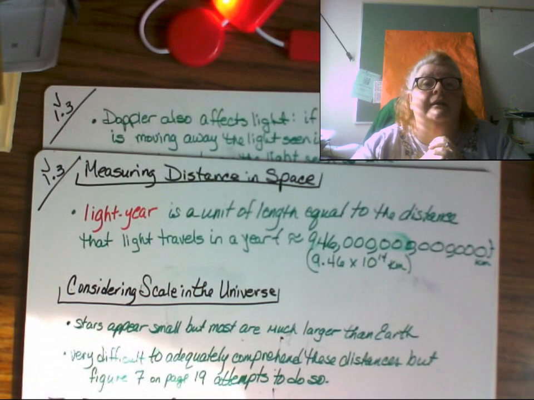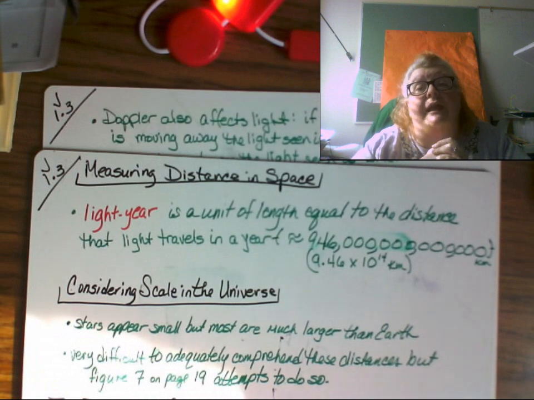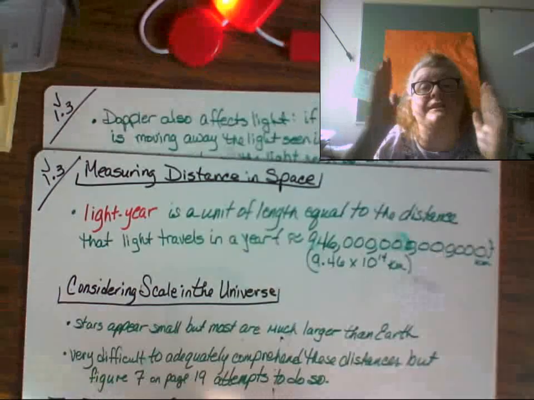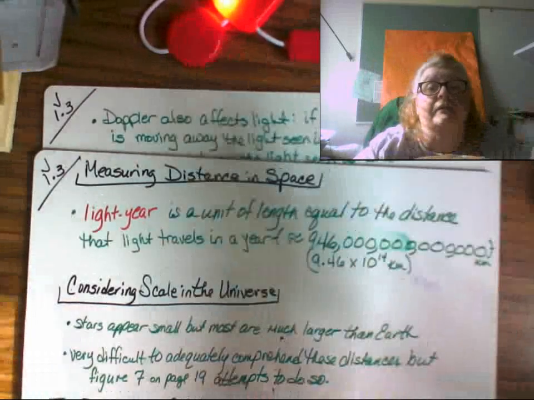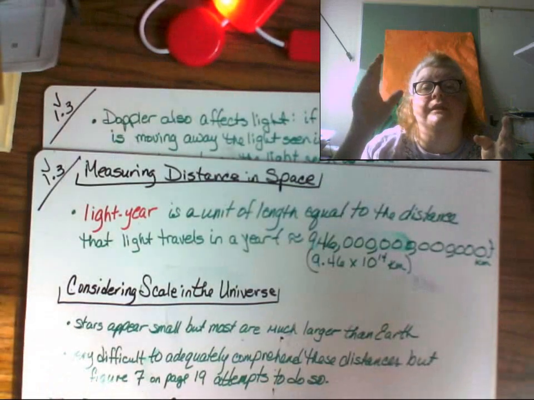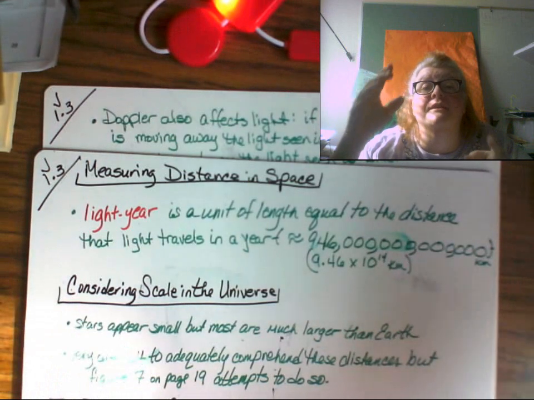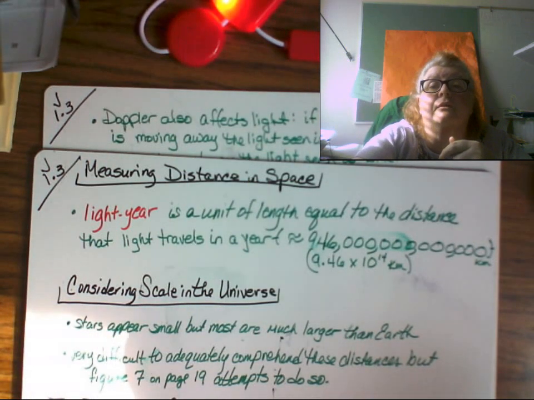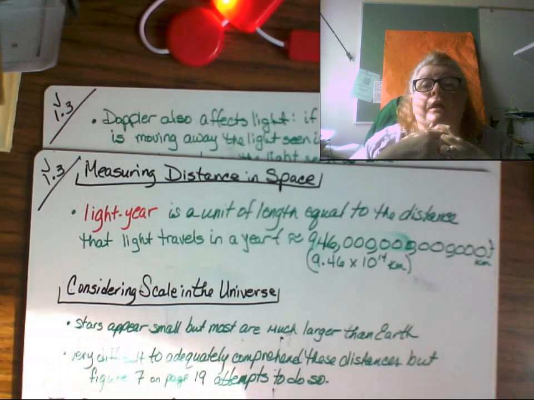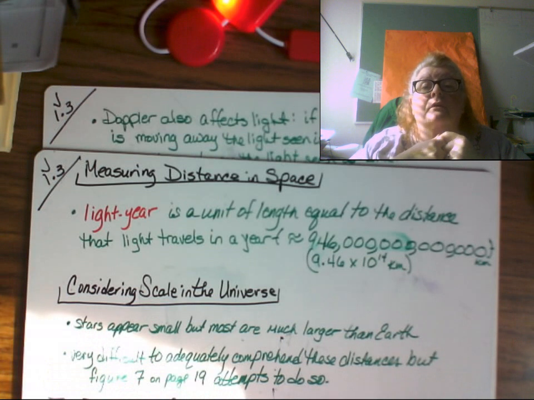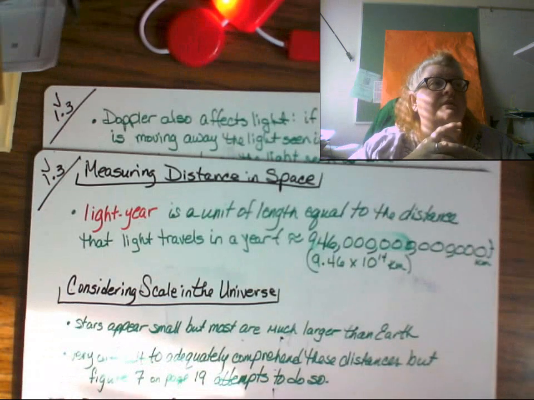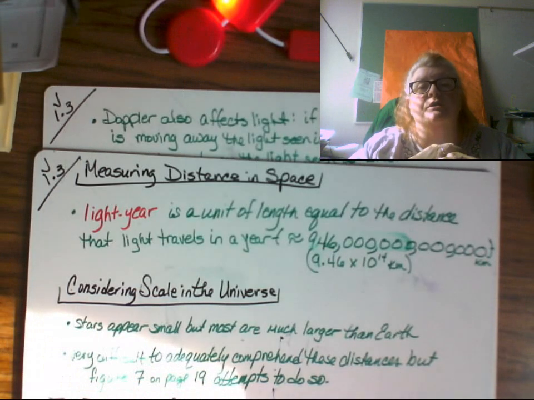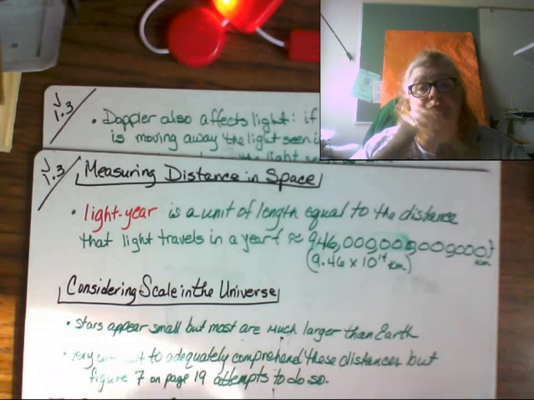Now, measuring distance in space. A light year. A light year is a unit of length that's equal to the distance that light travels in a year. Okay? So that's approximately 946 trillion miles, kilometers. Okay? So, in math class, your teacher would say, please put that into scientific notation. So that would be 9.46 times 10 to the 14th power kilometers.